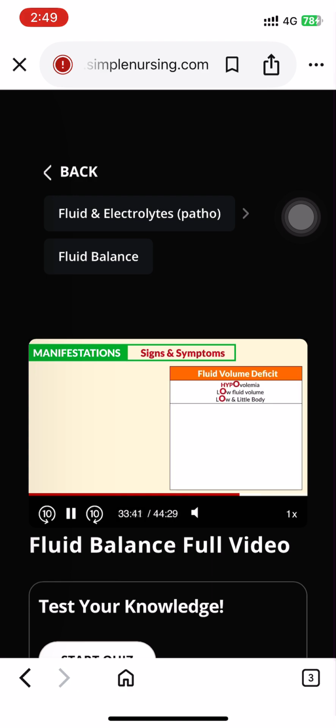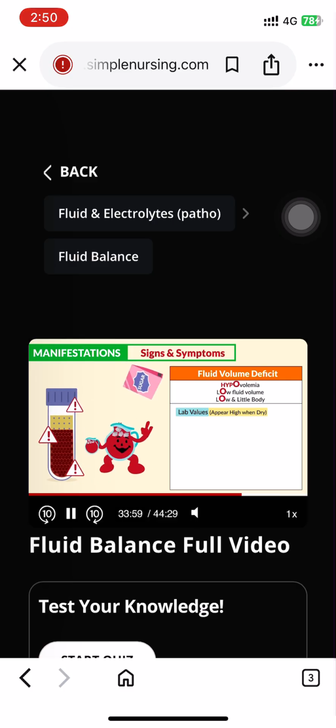Okay, now on the other side, for fluid volume deficit, the lab values appear high when the body is dry. Again, the key term here is labs appear high when the body is dry. This is hemoconcentration, very concentrated blood. It's like adding too much sugar to that Kool-Aid. Oh yeah. How about oh no?